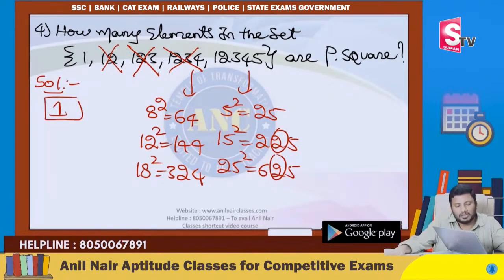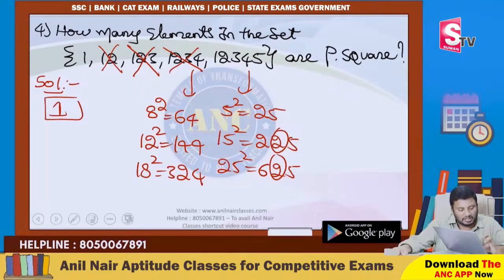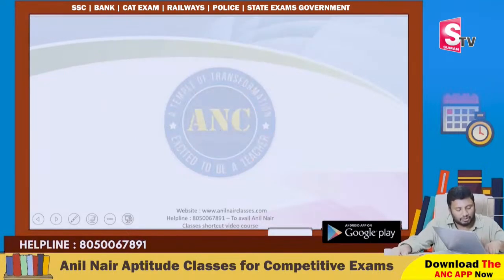How many elements in the set? It cannot end with 2, it cannot end with 3. If it is ending with 4, the tens place has to be even. If it is ending with 5, the tens place has to be 2. Fourth one done. Fifth one.